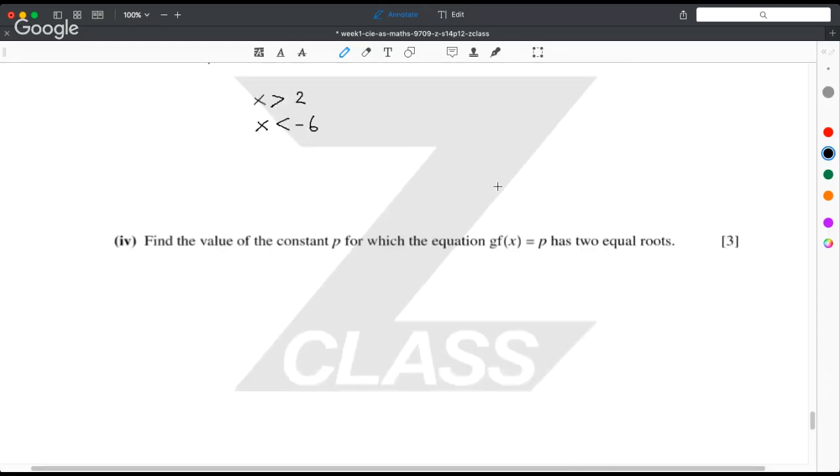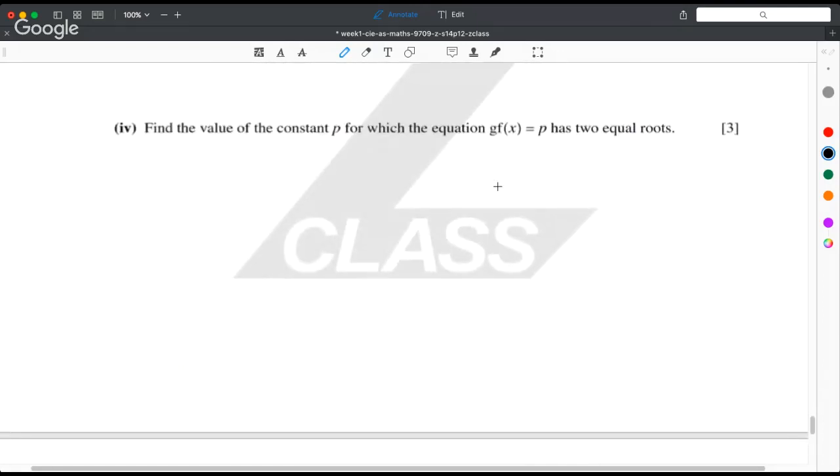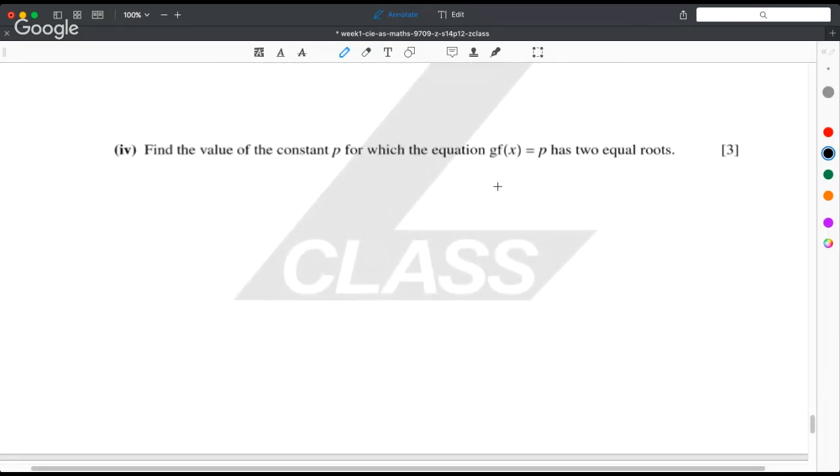Okay. Find the values of the constant p for which the equation g f of x equals p has 2 equal roots. Well, that's just g of f of x, right?